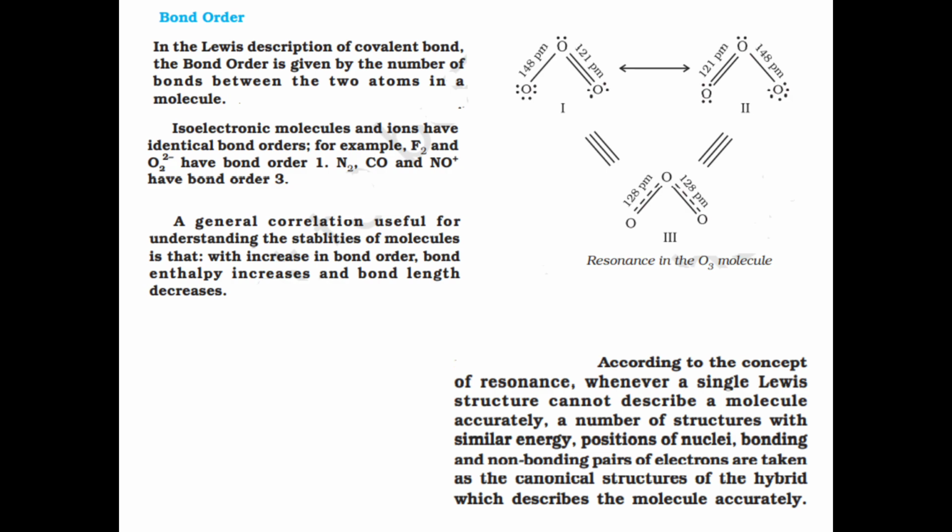According to the concept of resonance, whenever a single Lewis structure cannot describe a molecule accurately, a number of structures with similar energy, positions of nuclei, and bonding and non-bonding pairs of electrons are taken as canonical structures of the hybrid, which describes the molecule accurately. For example, in the ozone molecule, the single bond distance is 148 picometer and the double bond distance is 121 picometer, but the observed result is found to be 128 picometer for the hybrid structure. These are two canonical forms, and this is the hybrid structure of the ozone molecule.